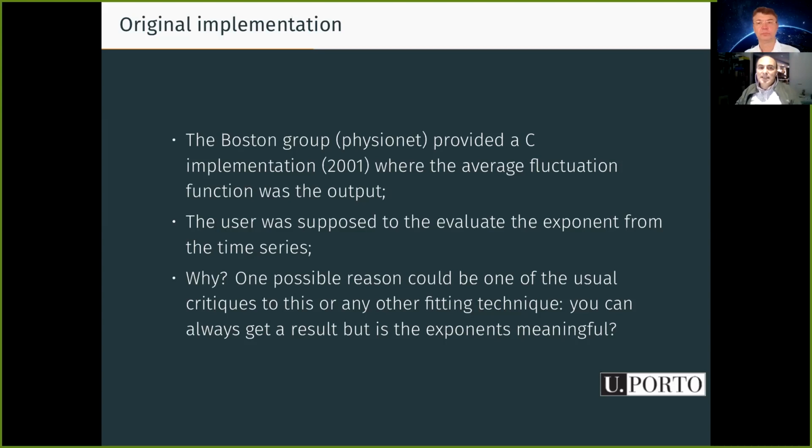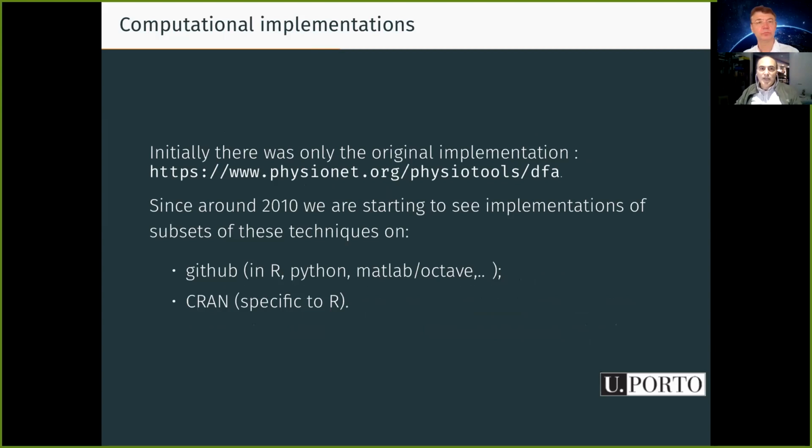One possible reason is that as any fitting criteria, you can apply the algorithm and it will give you some result. The usual question is, is this significant or not? Is this meaningful? Well, but that was the original implementation. The code in C was and still is available from this URL that you can see here. And since around the early 2000s, we have started to see some implementations, or at least some subsets of those implementations, appear in GitHub in different languages, R, Python, Octave, or in CRAN, in the case of R packages, okay?